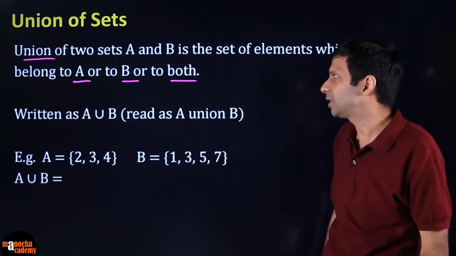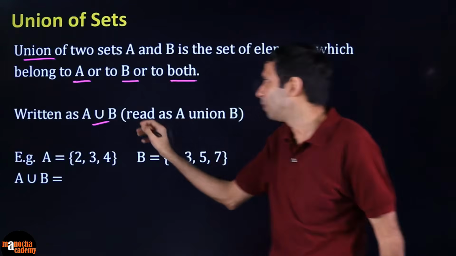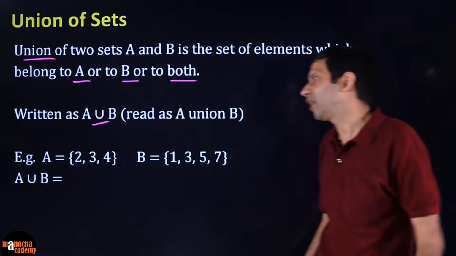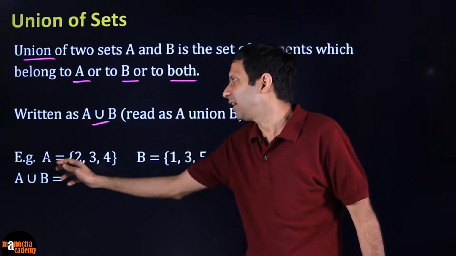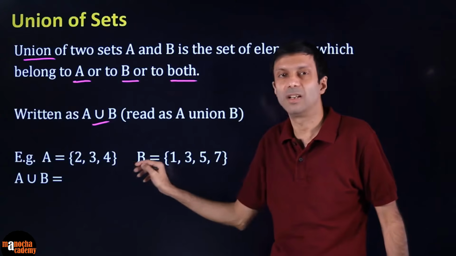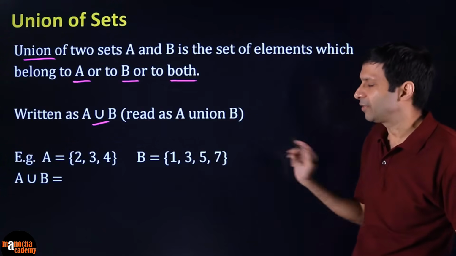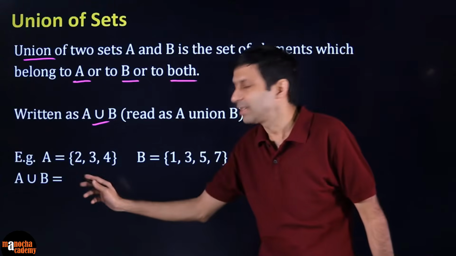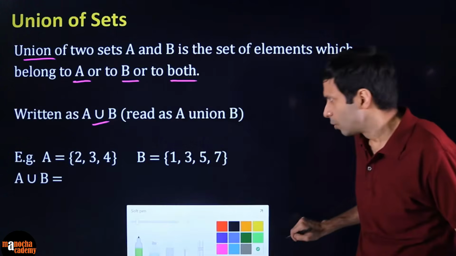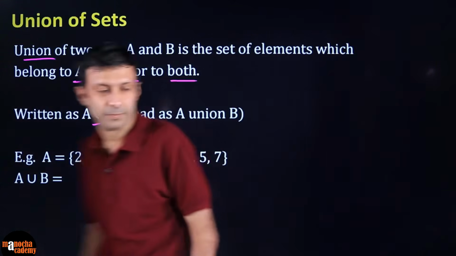And how do we represent it? Using this U kind of symbol, A union B. So we read it as A union B. Now let's try out an example. Let's say set A contains 2, 3 and 4. So this is the set notation, remember the curly braces and commas. And B contains 1, 3, 5, 7. So can you tell me what A union B is going to be over here? What will A union B be?